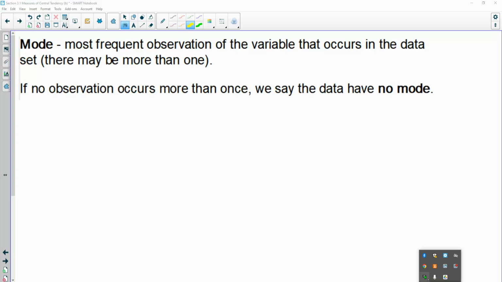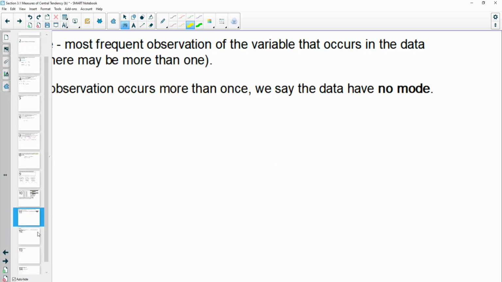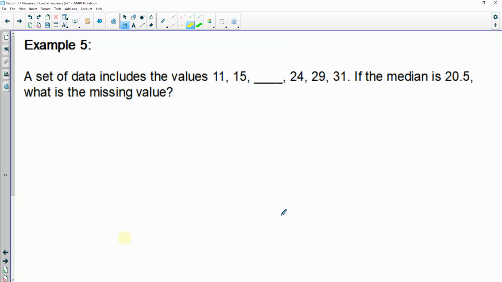I want to do just a couple last examples and then I am done. So let's say a data set has the following values. 11, 15, we're missing the next number, 24, 29, and 31. If the median is 20.5, what is the missing value? So there's one very similar on the homework.